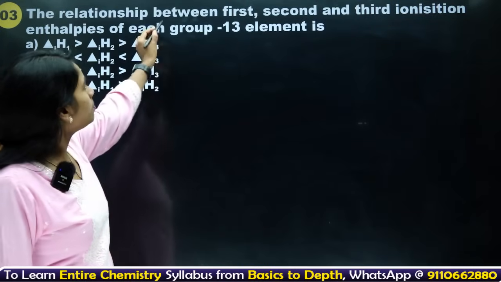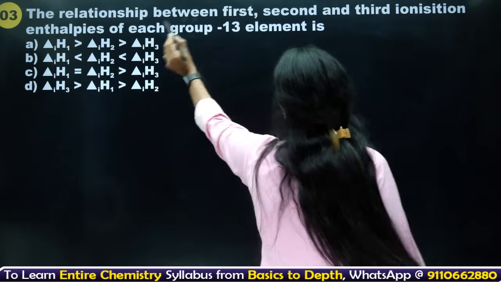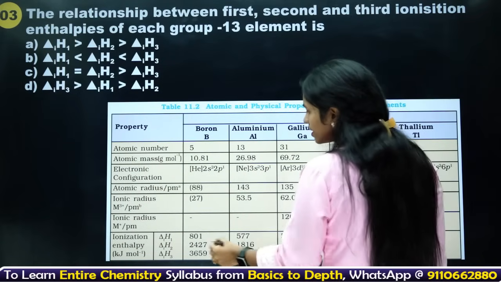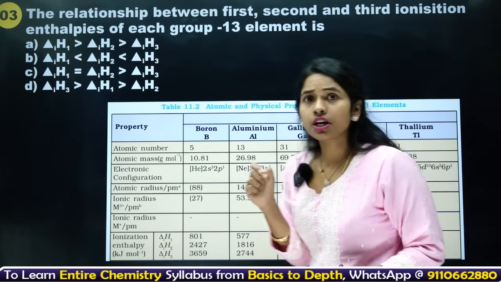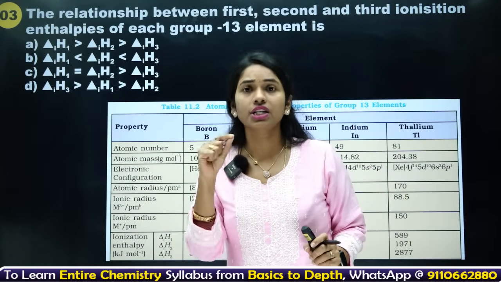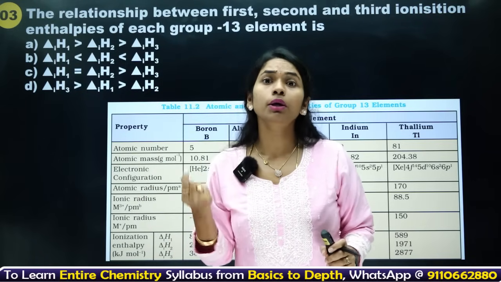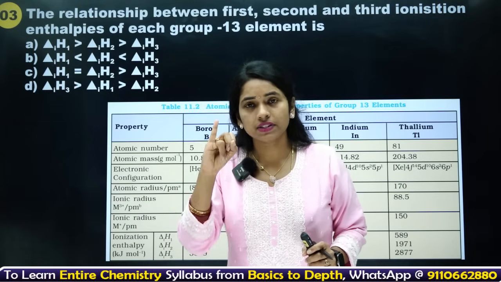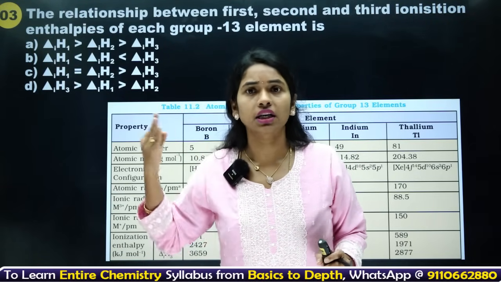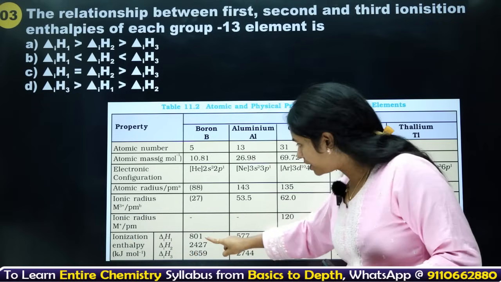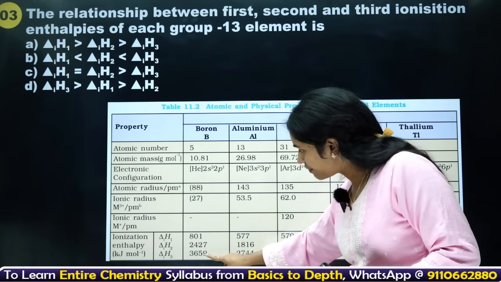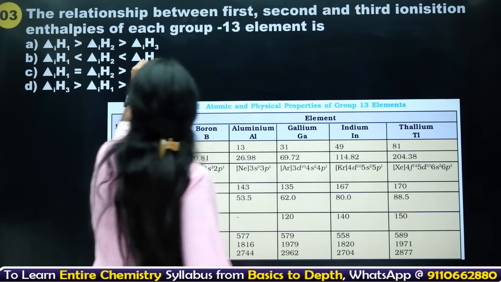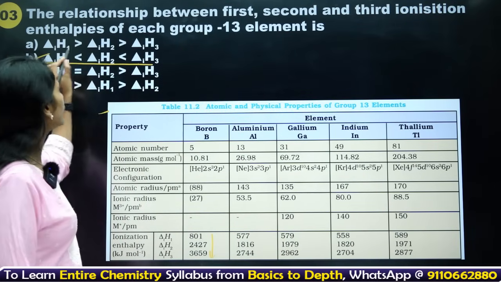And the relationship between the first, second and third ionization enthalpies of group 13 elements. What is the ionization energies order? See students here. Ionization energy means the amount of energy required to remove an electron. You want to remove the electron, so how much energy you have to apply to remove that electron. First time removing is IE1, second time IE2, third time IE3. In this, see 801, 2427, 3659, IE1, IE2, IE3 increasing. So this is the correct option: IE3 greater than IE2 greater than IE1.